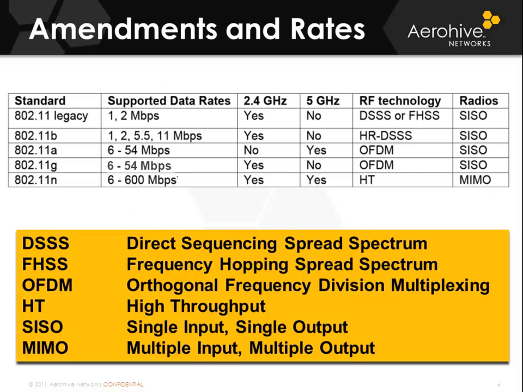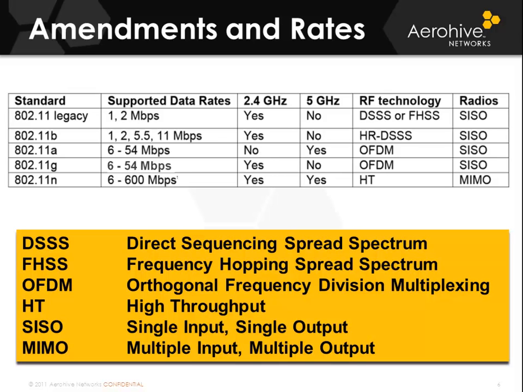The amendments and data rates. 802.11, the original or legacy standard, supported data rates of 1 and 2 megabits within the 2.4 gigahertz spectrum. It used direct sequence spread spectrum or frequency hopping spread spectrum and single input, single output, or SISO, radios. 802.11b enhanced that and is called high rate direct sequence spread spectrum, still working in 2.4 gigahertz, but introducing the data rates of 5.5 and 11 megabits.